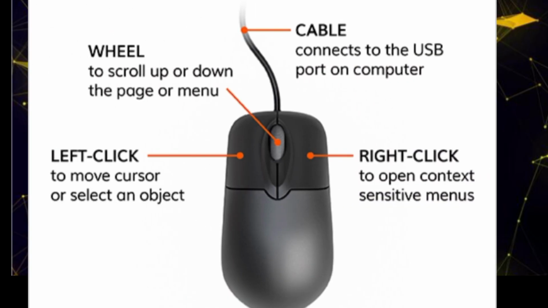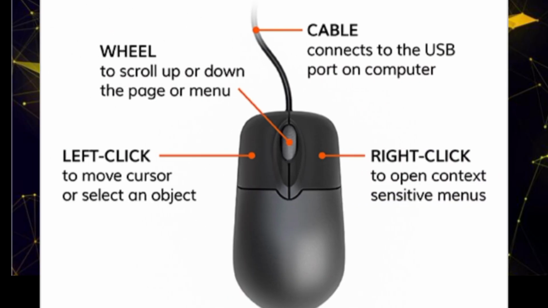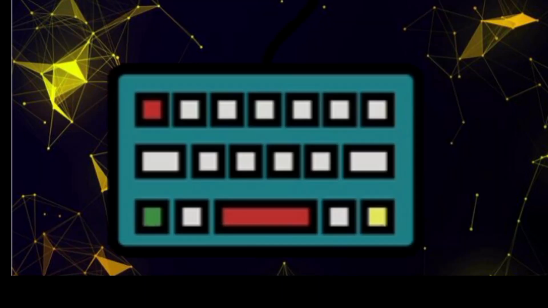They have 4 parts of a mouse, which are the wheel to scroll up and down the page or menu, the left click to move the cursor or select an object, the right click to open context-sensitive menus, and the cable that connects to the USB port on the computer. The third one is the keyboard.